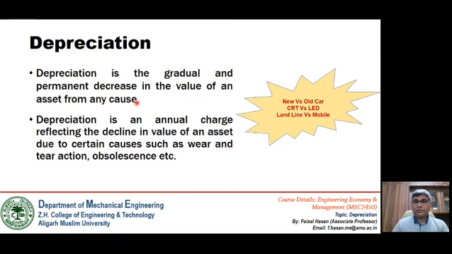mobile handset. Similarly, if we compare a CRT with a LED television, because CRT technology is now obsolete, the cost of a CRT television will not be the same as that of a LED television, even if we are comparing both items to be new. That is because of the technological depreciation. Or simply we can say that depreciation is an annual charge reflecting the decline in the value of an asset due to reasons like wear and tear, obsolescence and many others.